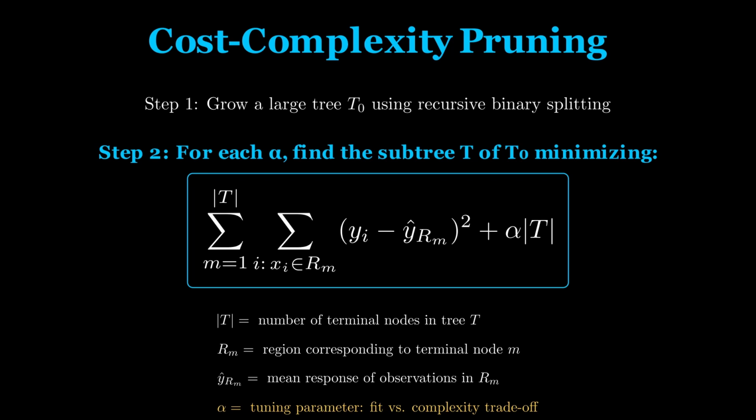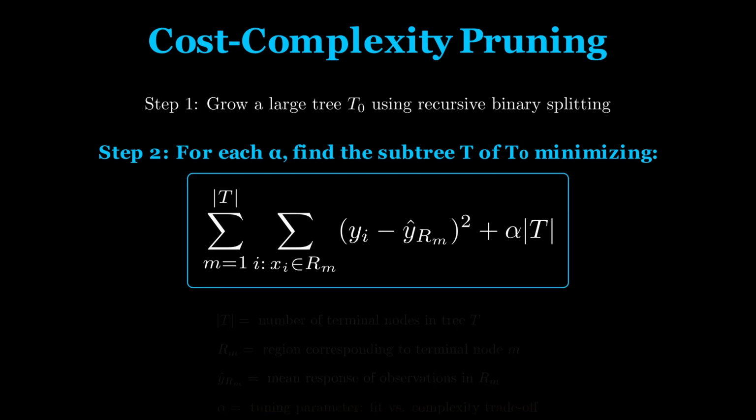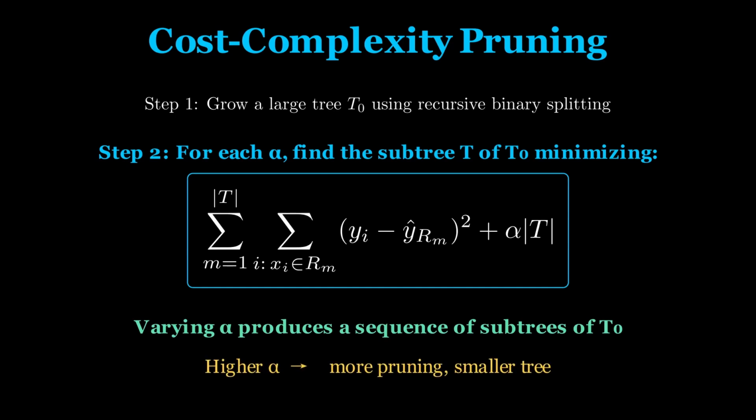Finally, alpha is a tuning parameter that controls the trade-off between the goodness of fit and the complexity of the tree. By varying alpha, we create a whole series of subtrees from the original tree T0. Higher values of alpha put more weight on the penalty term, which leads to more pruning and smaller trees. We now have a sequence of subtrees indexed by alpha, but which alpha should we pick?